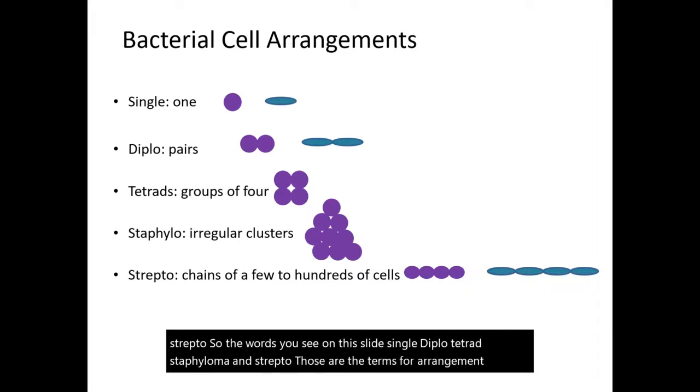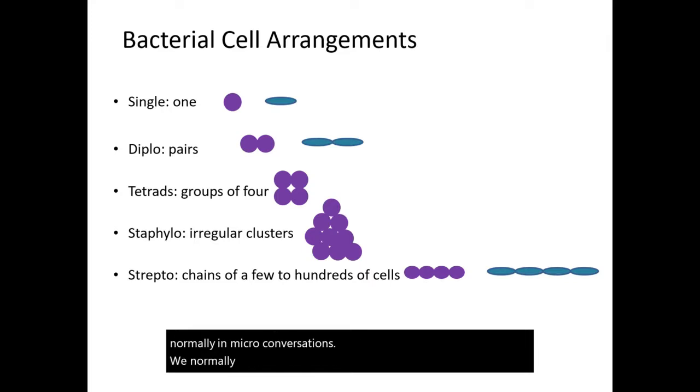But normally, like in everyday micro conversations, we normally describe the morphology and arrangement when we're talking about an organism. And so when we do that, we merge the two. So for instance, if I looked through the microscope and I saw pairs of circular cells, I would say those are diplococci. Right? So cocci because it's plural, we're not just talking about one cell. Diplo because they're in pairs. So you actually say the arrangement first and then the morphology. So diplococci.